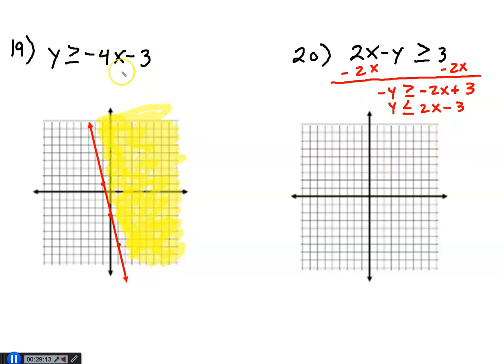So it's a little bit like this one, except it's got a positive slope. It still does have a y-intercept of negative 3, but we're going to count a positive 2 slope. So up 2 and right 1. And it's also going to be a solid boundary line.